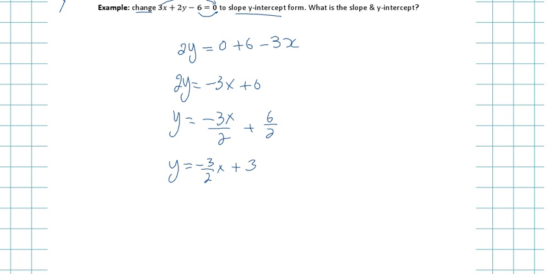Now, what is the slope? Slope is negative 3 over 2. The y-intercept is 3. Now if you look back here, could you have guessed that your y-intercept is 3 and your slope is negative 3 over 2? Could you have gotten that somehow? No.